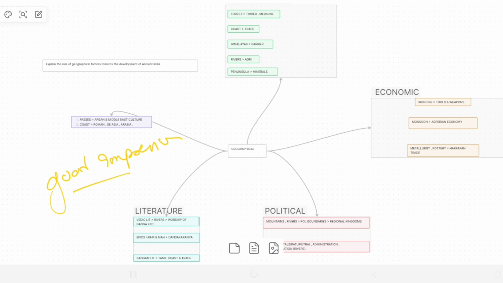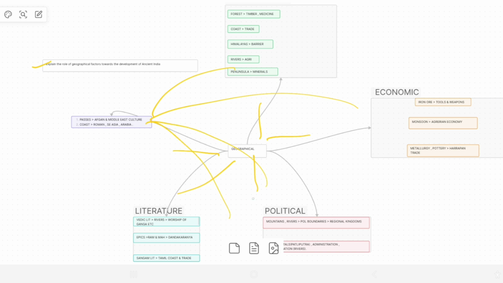But remember, not every question needs all dimensions to be equally deep. For this question, geography connects to everything. But in other questions, like one focusing on cultural advantages, we may need to tweak our depth accordingly. Don't worry, we will cover such variations in future videos.